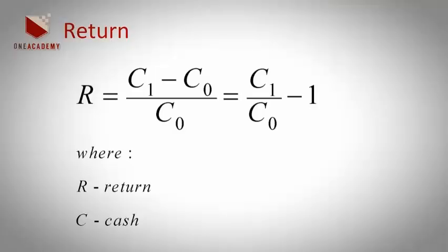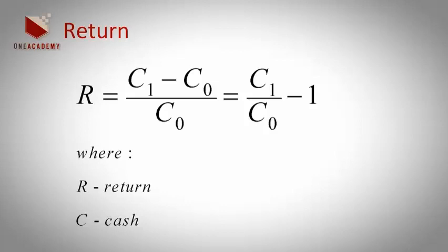How do we do this? We just take the initial investment, denoted here by C0, and put it in the denominator. And this means that we will divide on this basis. And on top of it, we are going to put the difference between the current value and the original value.